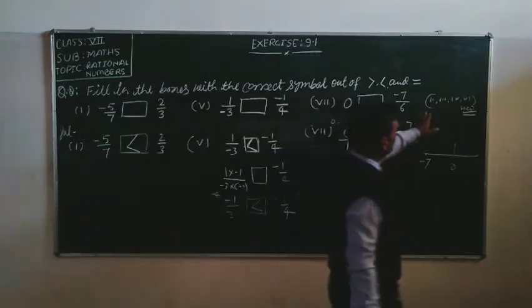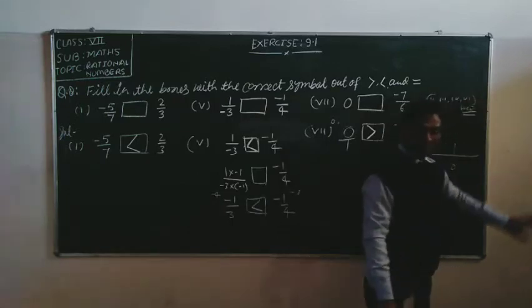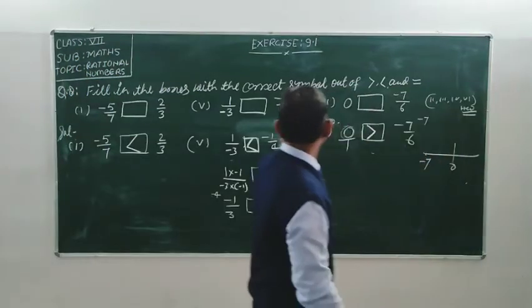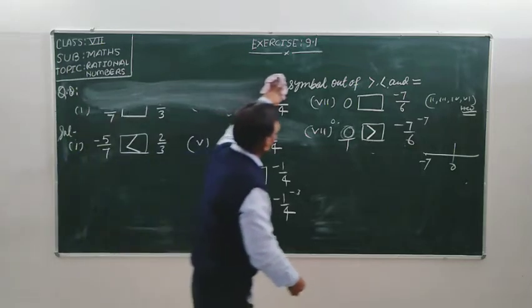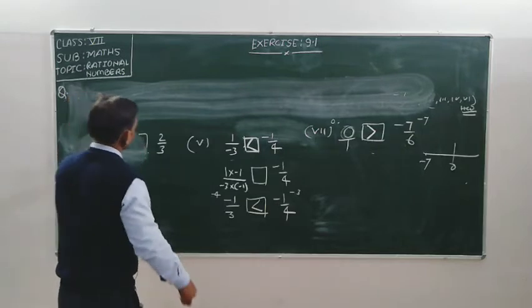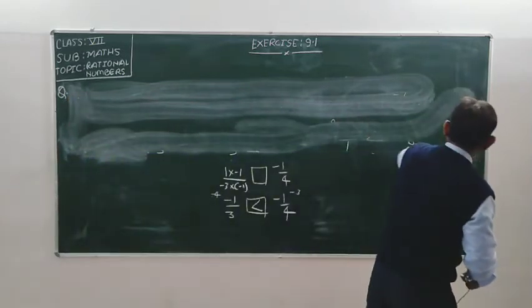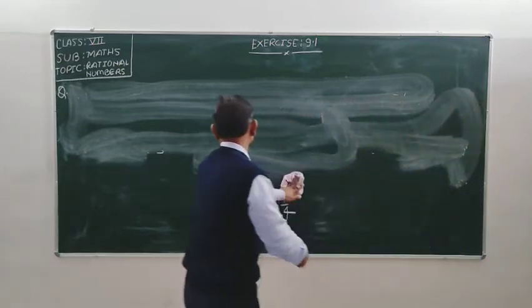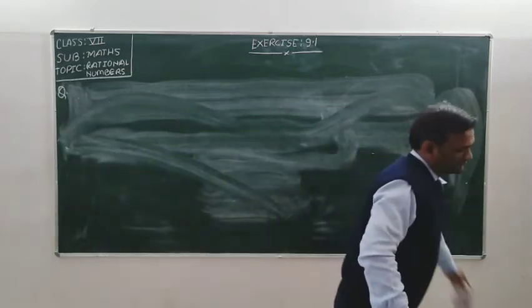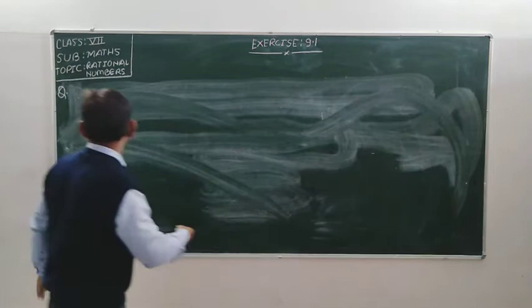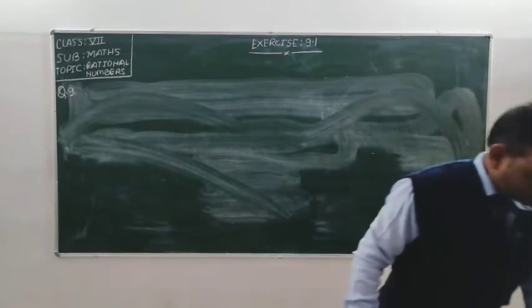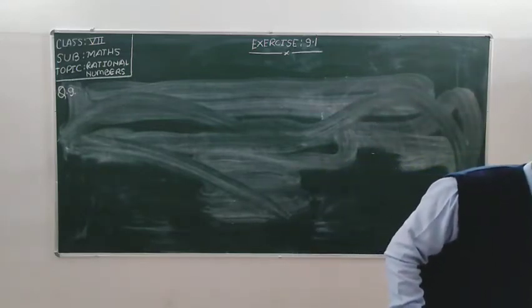According to this part, you will solve these 4 parts also in your fair copy. So come to the next question, student. That is question number 9. Question number 9. Which is greater in each of the following?